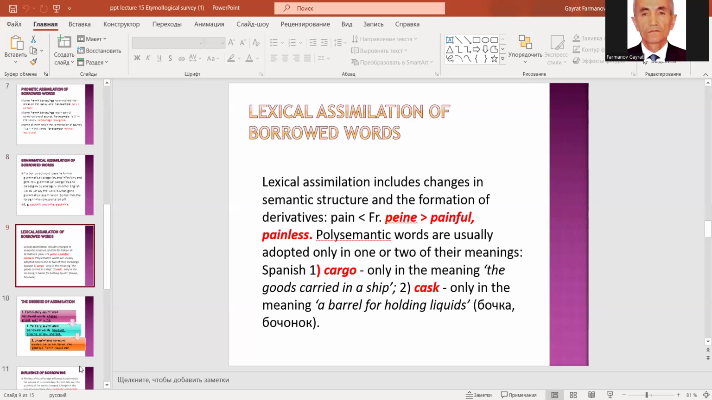Lexical assimilation of borrowed words. Lexical assimilation includes changes in semantic structure and the formation of derivatives: French pain, painful, painless. Polysemantic words are usually adopted only in one or two of their meanings. Spanish cargo, only in the meaning of goods carried in a ship. Cask, only in the meaning of a barrel for holding liquids.